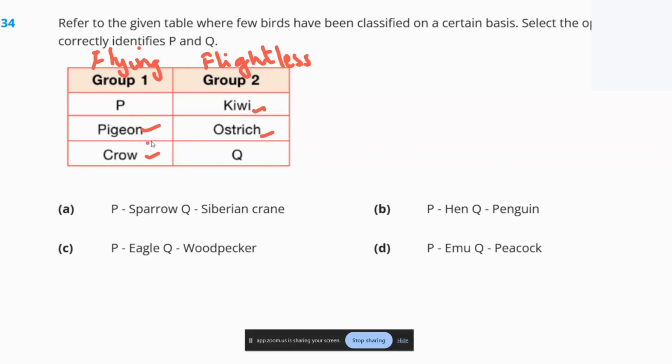So which option has group 1 as flying and group 2 as flightless birds? It is option number B. Hen can fly, whereas penguin cannot fly. So option number B, hen is a flying bird and penguin is a flightless bird, cannot fly at all. So option number B is our right answer.